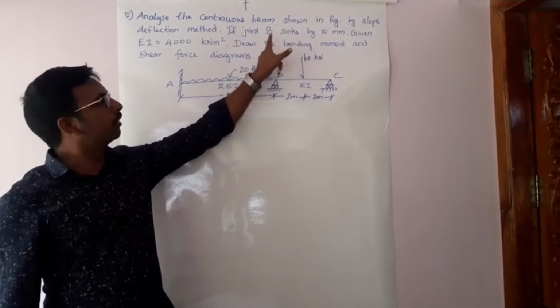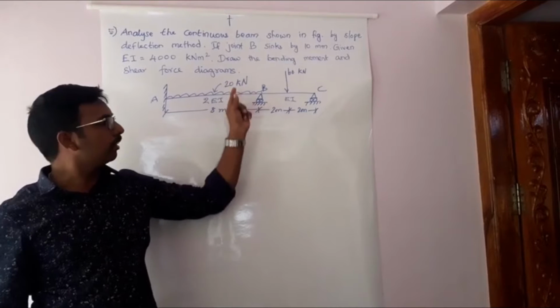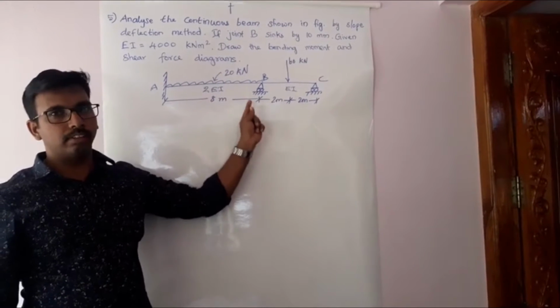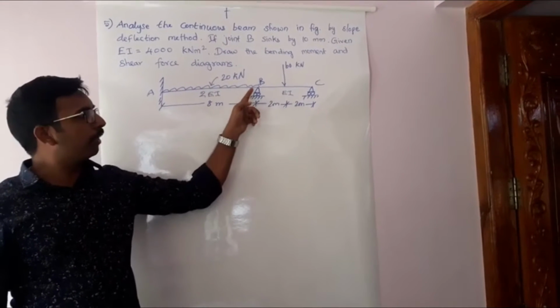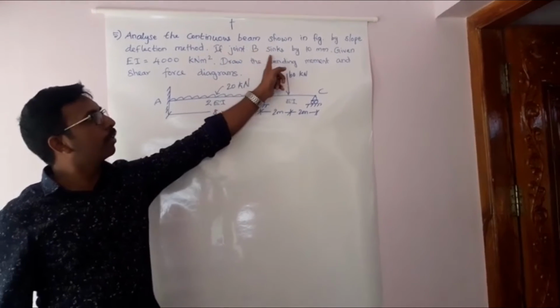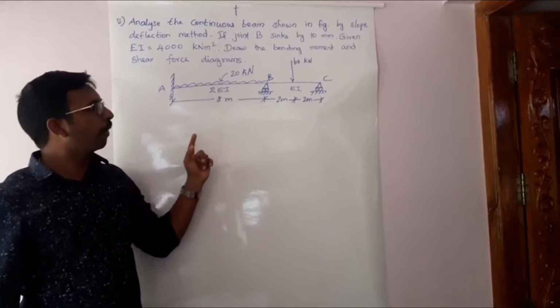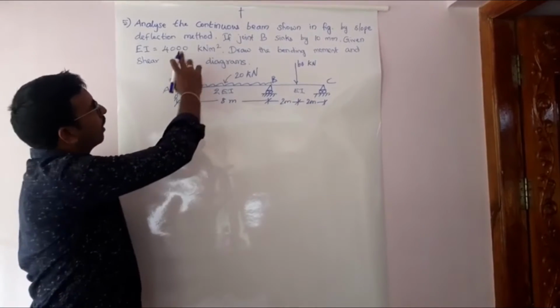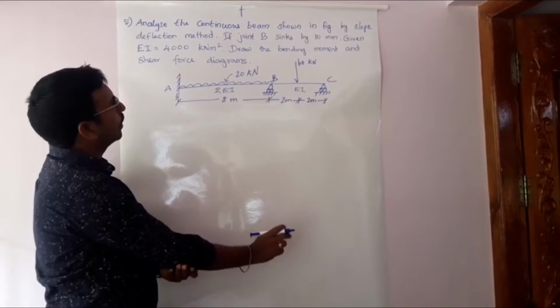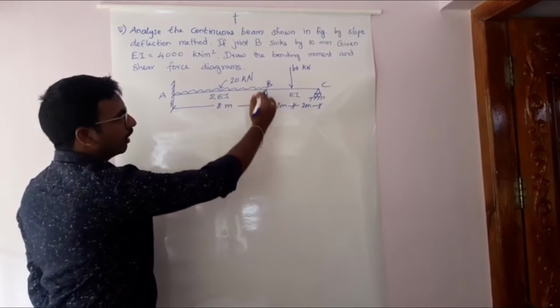One more thing is sinking of supports. If joint B sinks by 10 mm, it will bend down. So we are going to include this sinking of supports also in the problem. Read the problem: analyze the continuous beam shown in the figure by the slope deflection method if joint B sinks by 10 mm.